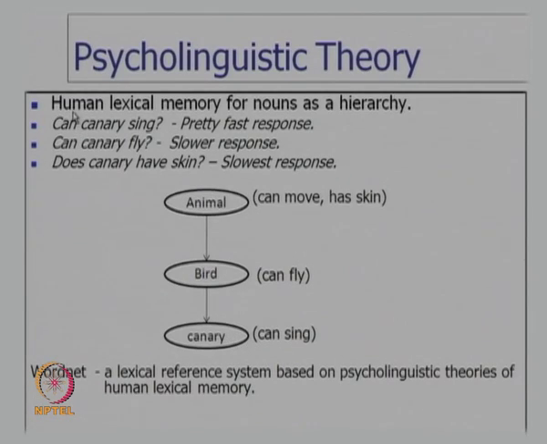Now, an experiment was performed where a human subject was asked these questions: can canary sing, can canary fly, does canary have skin? In this information base, the first question, can canary sing, can be immediately answered from the canary node itself, because it stores directly the fact that canary can sing. Can canary fly? This is not stored in this node, it is stored in the node above, which is the hypernym of canary, or the more general concept in which the concept of canary is subsumed. So, can fly is stored in the bird node, and it can be answered as yes, because canary being a bird inherits all the properties of bird.